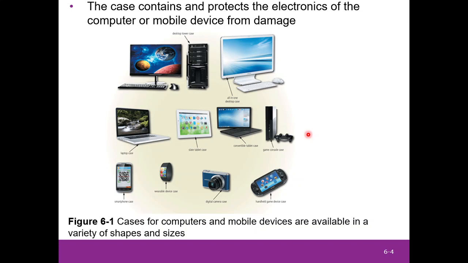The first thing that we need to talk about is again the casing. All computers, whether they are desktops, laptops, palmtops, smartphones, tablets, or any other digital device for that matter, whether it's a wearable device or a digital camera, are protected using a casing. The casing is there to protect it from physical damage, or to minimize the effects of exposure to the elements, like humidity and air and all those factors. It provides this kind of protection.